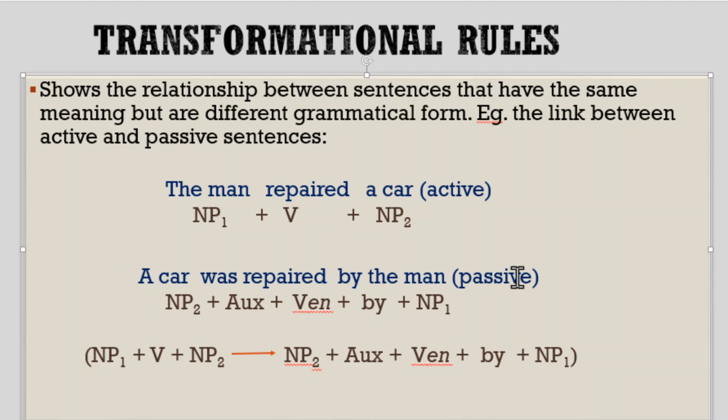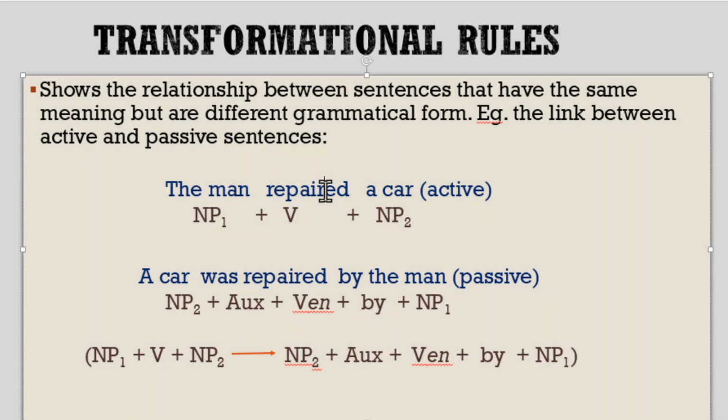And its passive form, again, has a different phrase structure. Noun phrase 2, with an auxiliary, was. An auxiliary verb has come in. And repaired, this is the past participle. That's why we have said verb-en, past participle of the verb, though in this case both are the same. If it was eat, it would be ate here and eaten here. Well, so a car was repaired.